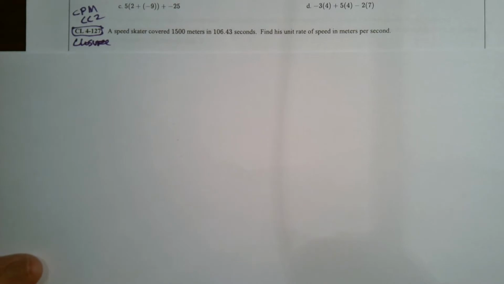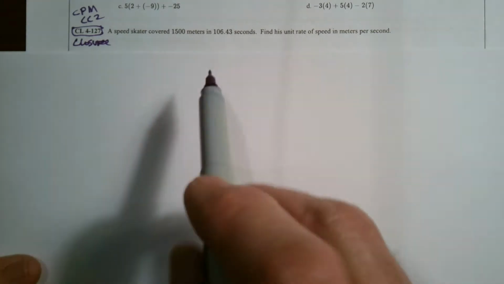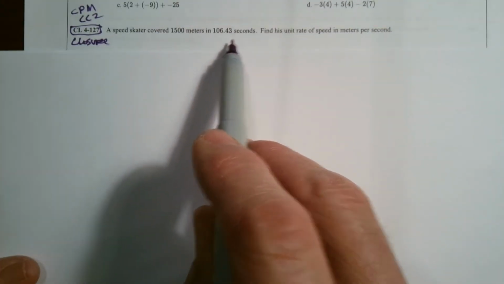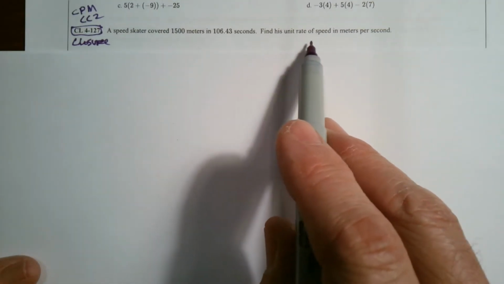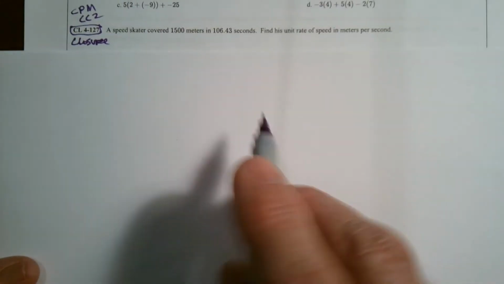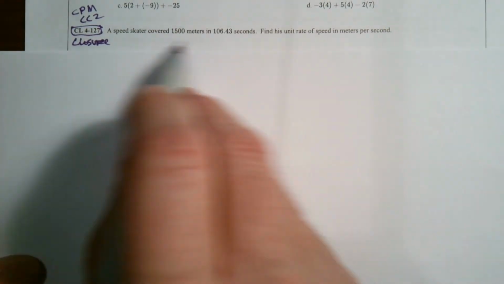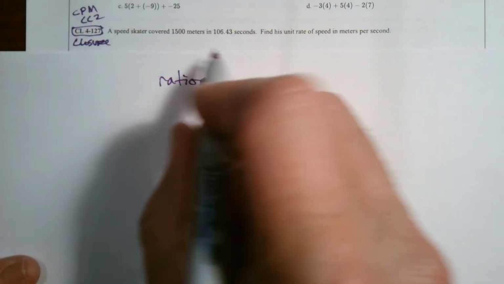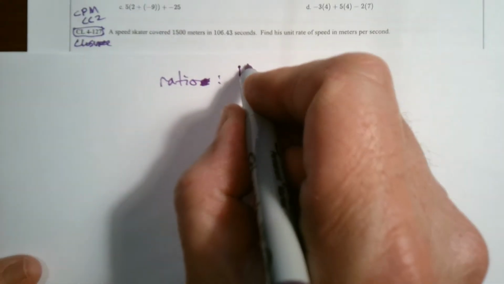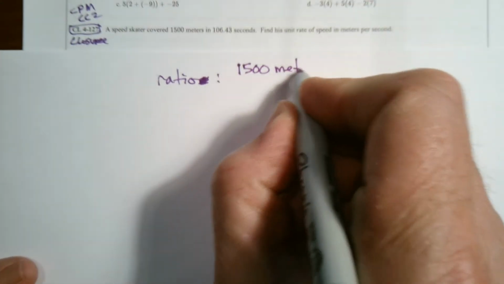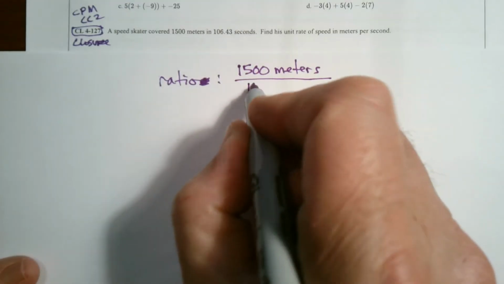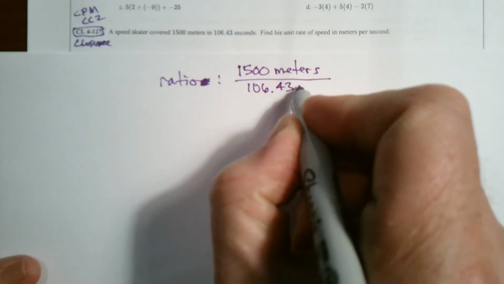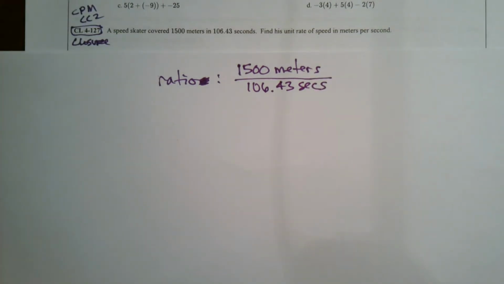It says a speed skater covered 1,500 meters in 106.43 seconds. Find his unit rate of speed in meters per second. So from the first sentence, I'm going to write my ratio that I have. They give me a ratio. My ratio is 1,500 meters per 106.43 seconds, right?